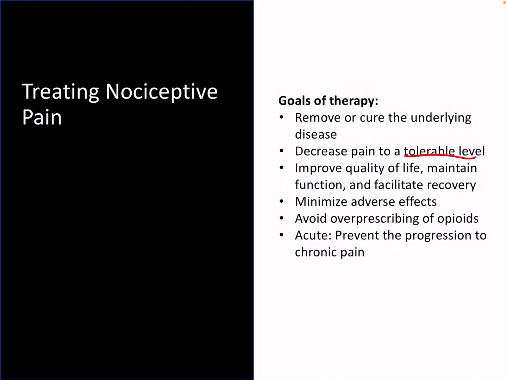We also want to make sure that we're improving the patient's quality of life, maintaining function, and facilitating recovery. In many ways, when we help patients' pain get to a tolerable level, they're able to do things like participate in PT and live a more healthy, fulfilled life. We want to minimize the adverse effects associated with drug therapies as well, and then avoid the overprescribing of opioids. Another thing is that many times acute pain can progress into chronic pain. So with acute pain, one of our goals is to avoid the patient becoming a chronic pain patient.